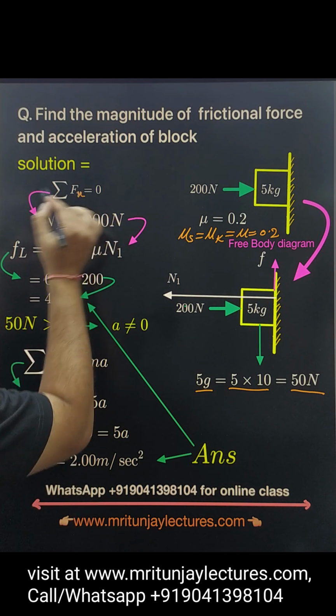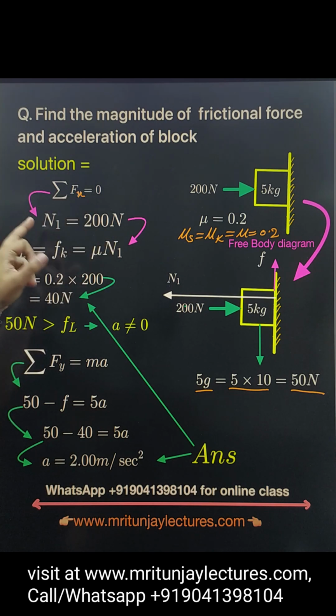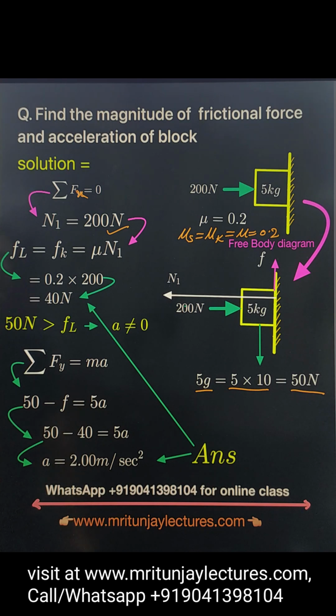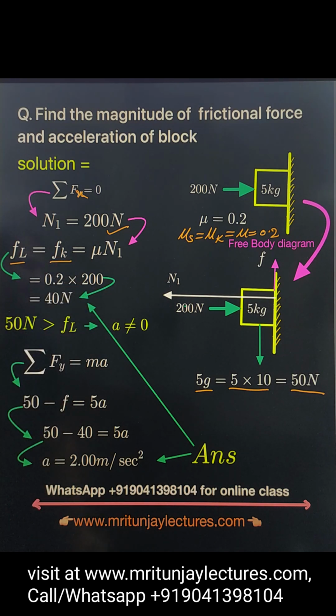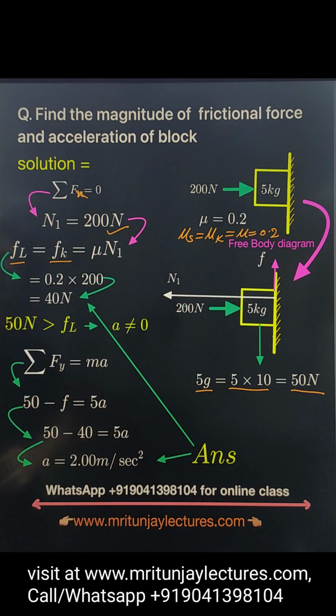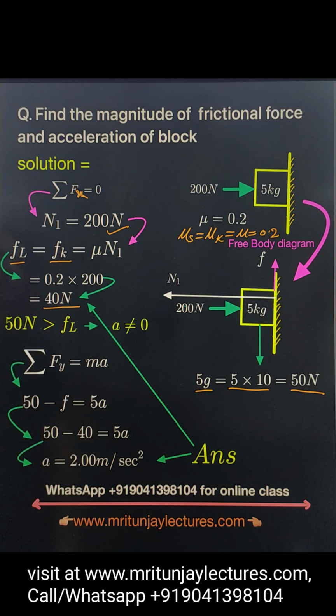So summation of Fx is equal to 0. So N1 is equal to how much? 200. I hope that is clear; don't make a silly mistake. So 200. After that, what about frictional force? Limiting frictional force and kinetic friction are both the same because mu is the same. Mu is simply given as 0.2. So this is mu into N1. So we get how much? 40 Newton. 0.2 into 200 is 40 Newton.